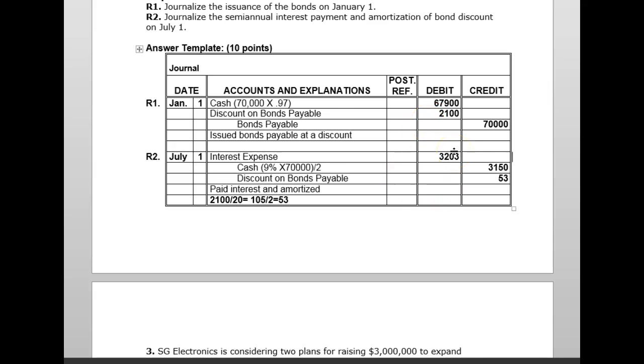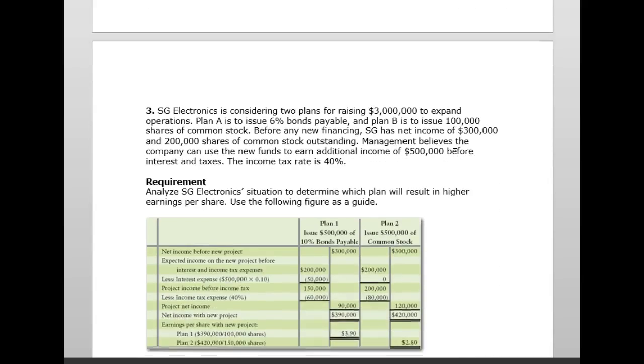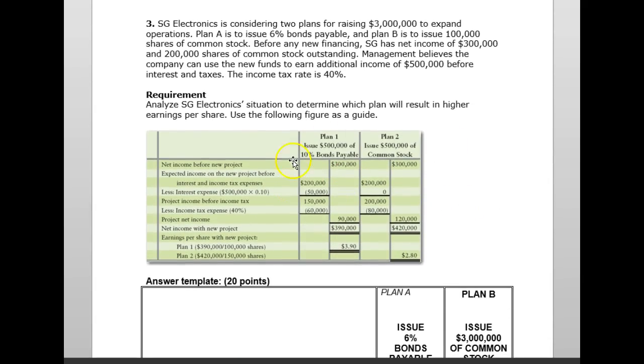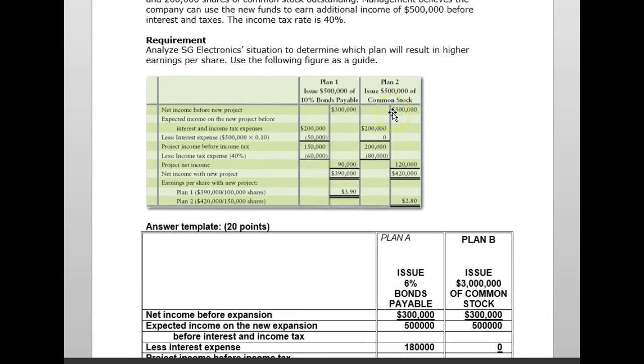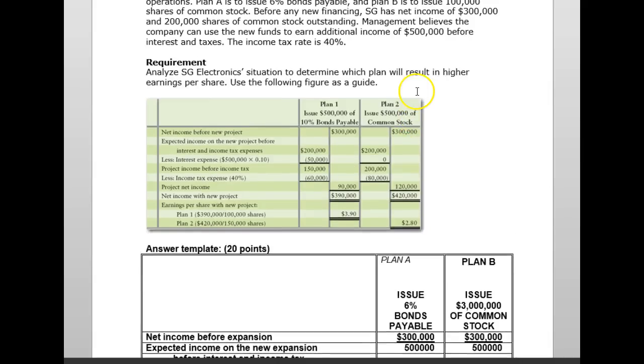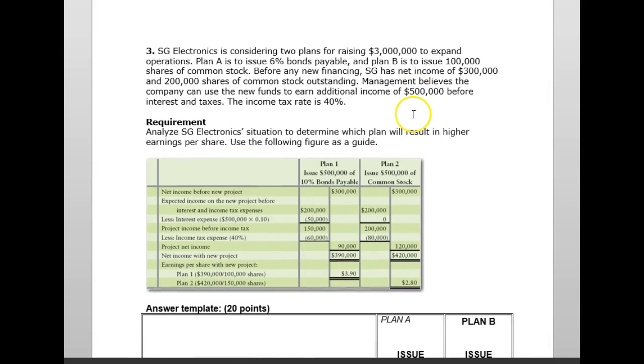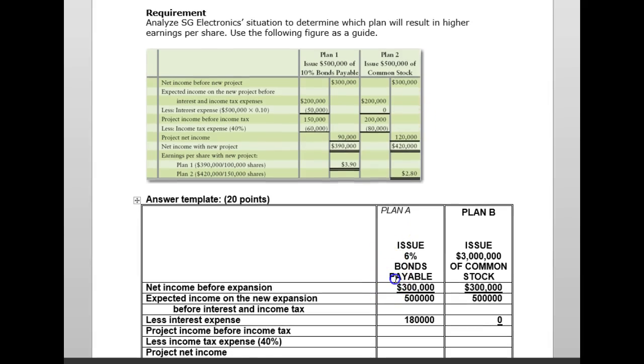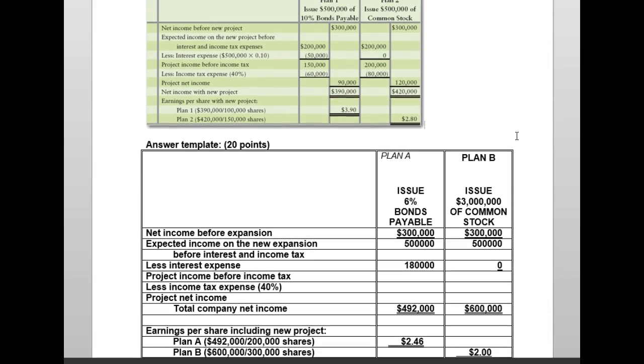So that's number 2. Number 3, we look at this. Now, this is just for comparison or as a guide. The numbers in this have nothing to do with the actual problem. So what we have is they need $3 million, and they're trying to decide whether to put bonds out for it or to issue common stocks. And they are worried about the earnings per share and what that will do to the earnings per share. So let's kind of plug and chug the numbers.